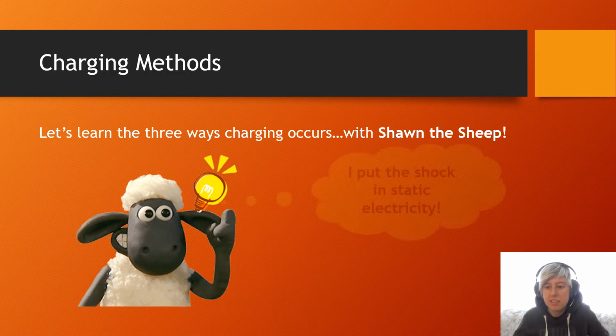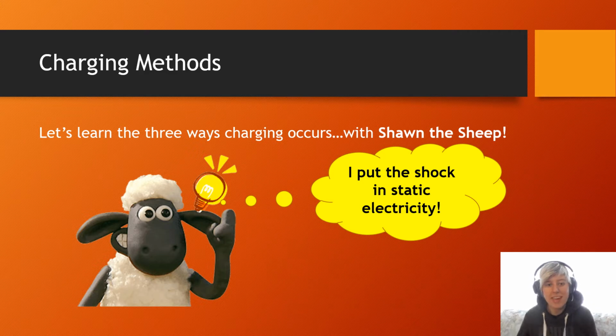So yes, our special guest to help us with static electricity is Shaun the Sheep. I am not the creator of Shaun the Sheep. All of that goes towards Nick Park, who is the British animator and director and creator of Shaun the Sheep. I'm just borrowing him today to talk about our 3 charging methods.